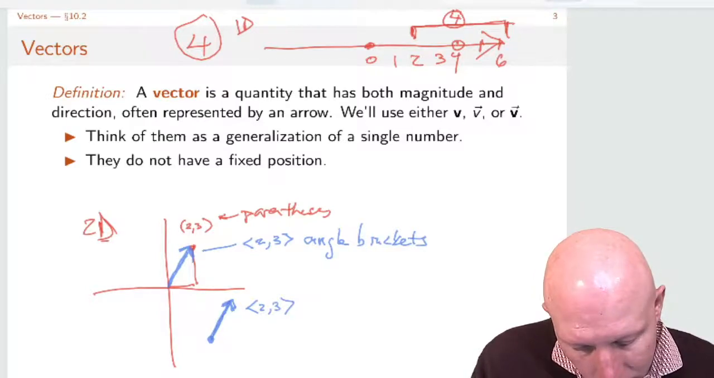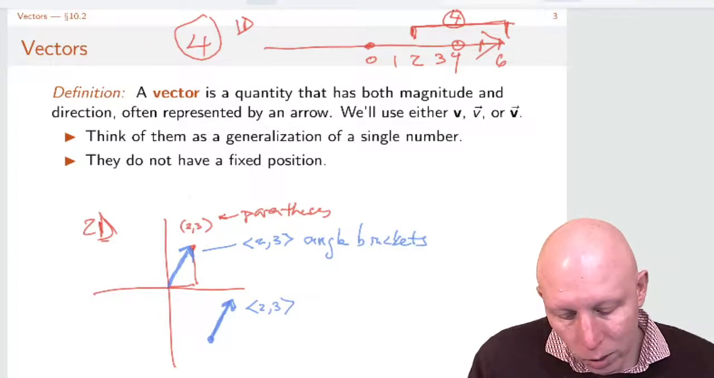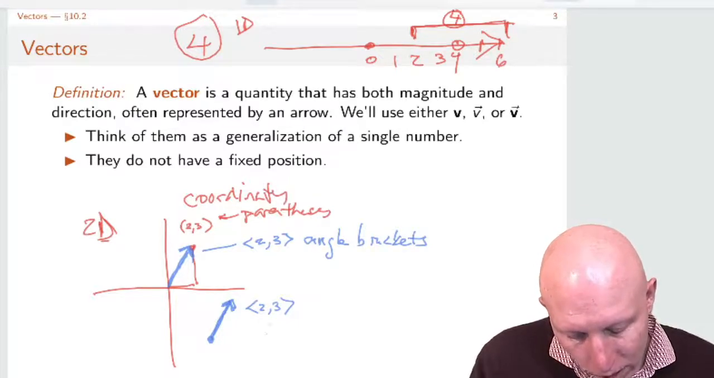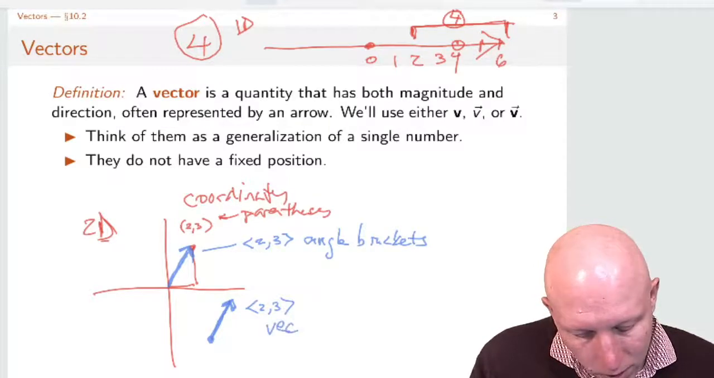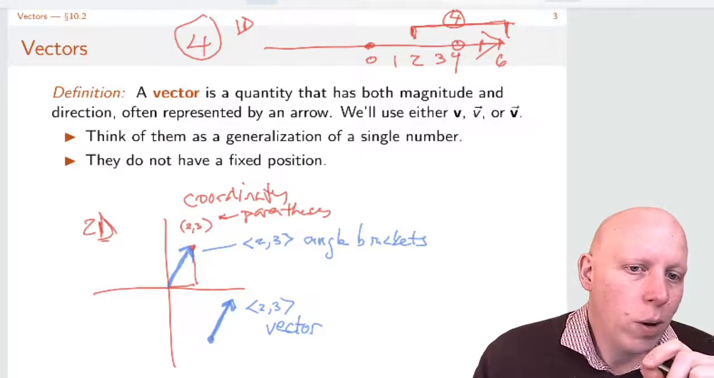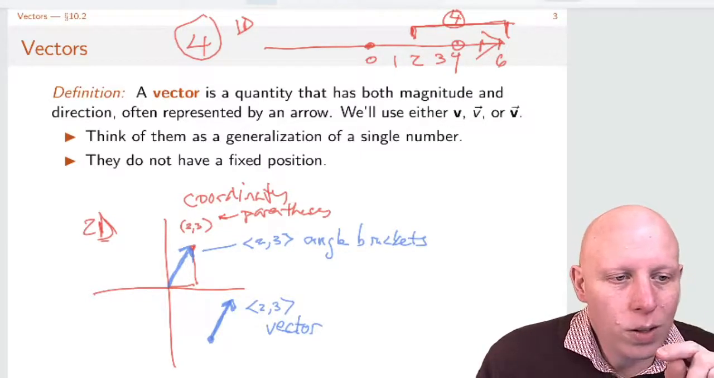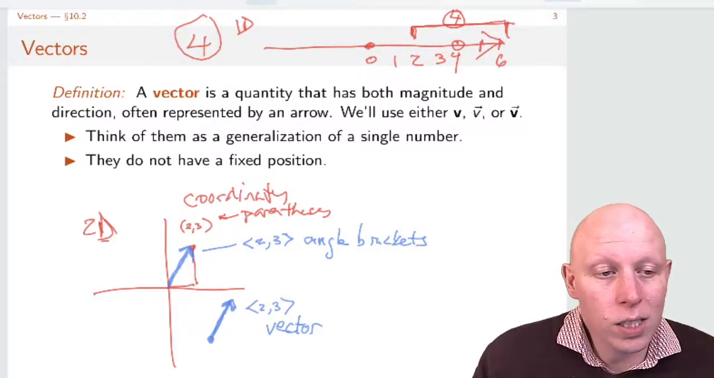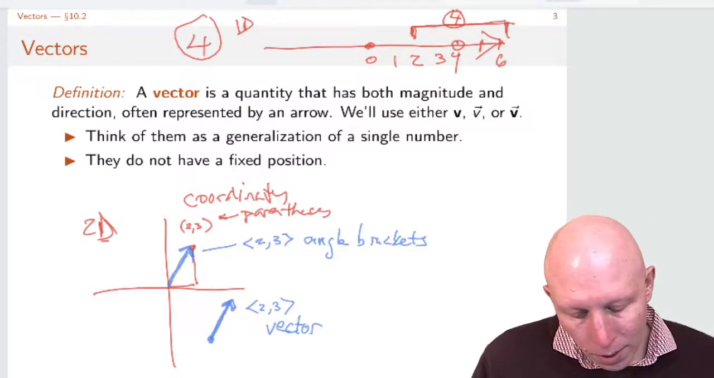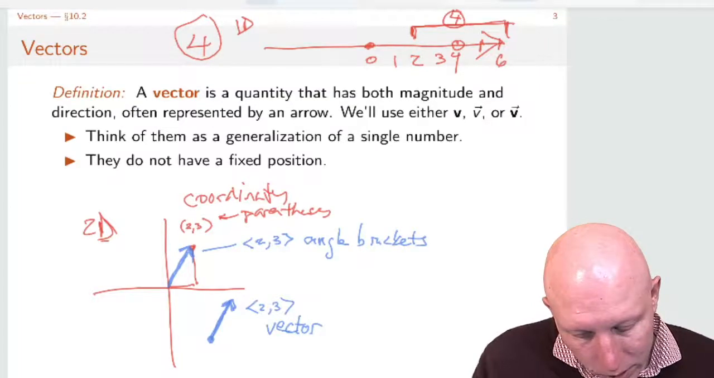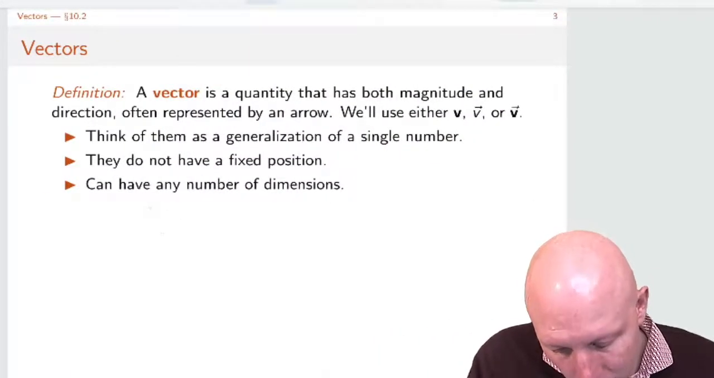So there's a difference between these coordinates 2, 3. These represent the coordinates, and these blue values represent a vector. So it doesn't have a fixed position, but it has as many components as the space you're in. So similarly, we can do this in 3 dimensions, right? So we can do this in any number of dimensions.